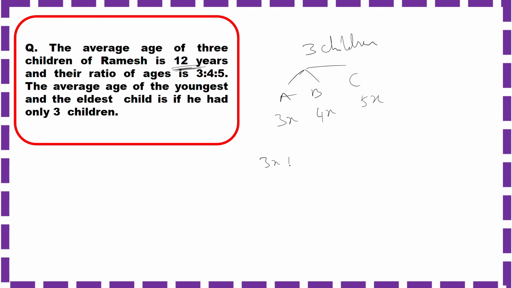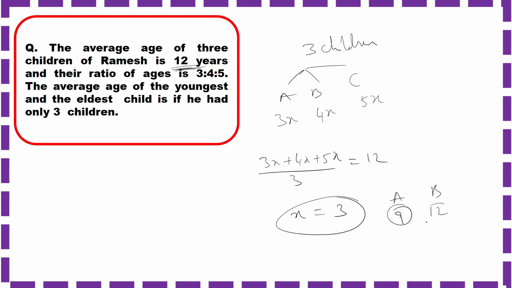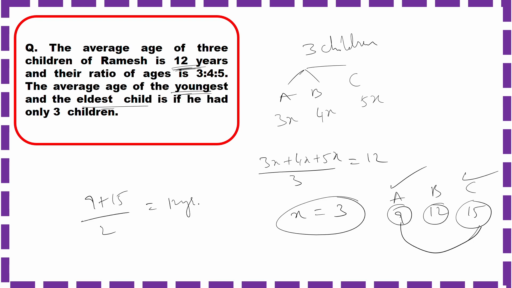So 3x plus 4x plus 5x by 3 is equal to 12. So after calculation, you will get x as 3. So calculate the individual ages. 3 into 3, so A's age is 9 years. B's age is 12. C's age is 15 years. Now the question is the average age of the youngest and the eldest child. So what is the age of the youngest child? 9 years. Eldest child 15 years. So calculate the average of only these two. So 9 plus 15 by 2 is equal to 12 years.